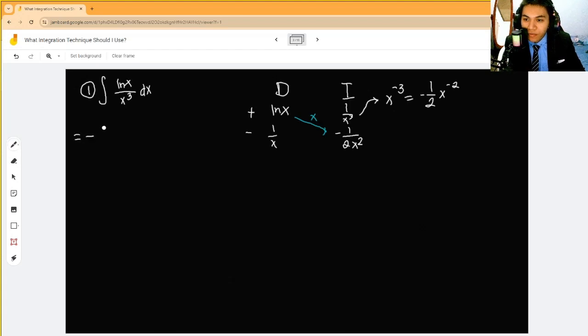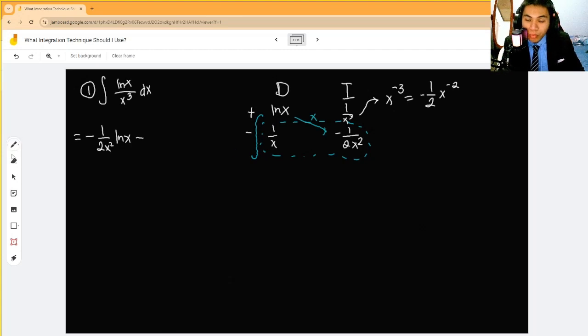So I have negative 1 over 2x squared, then the ln x minus the product, the integral of the product of this row. So we have to multiply it first and then get the integral of this, right? You have to get the integral of that.